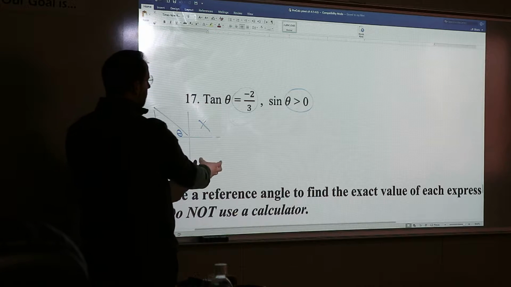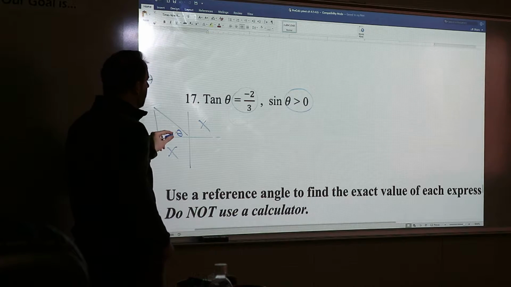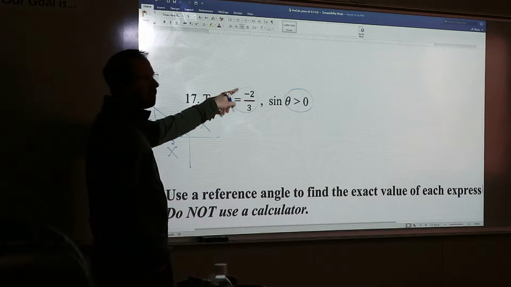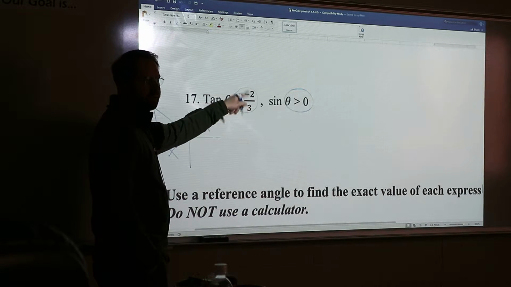Doesn't matter which quadrant you're in, they always go back to the x-axis. Now that I'm here, now I can set up tangent. Tangent is the opposite over adjacent, and one of these numbers is negative. It doesn't matter that the top is negative on that fraction. You can put the negative anywhere you want.